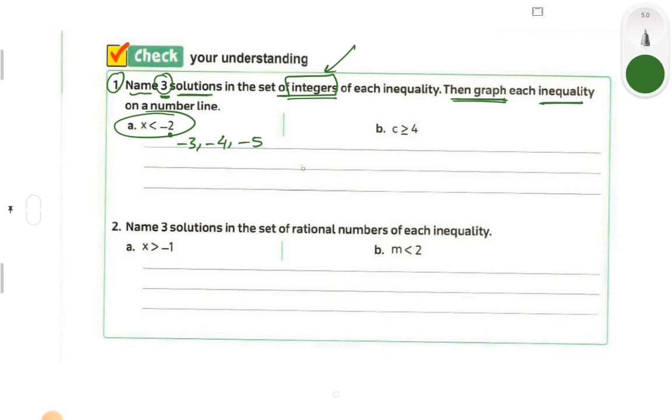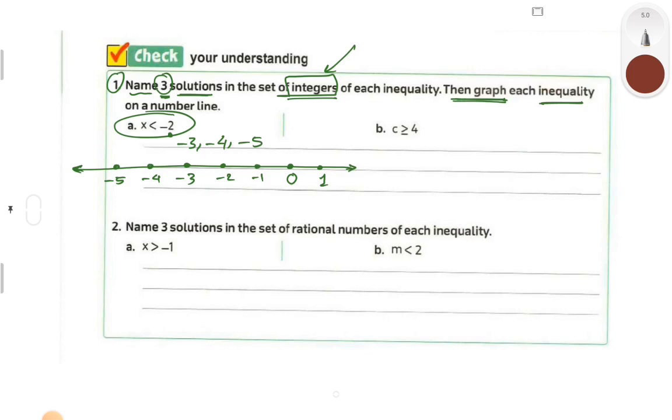Now, just graph the number line. We just need the negative part. So we may start with 0 here, then 1, -1, -2, -3, -4, -5, and so on.